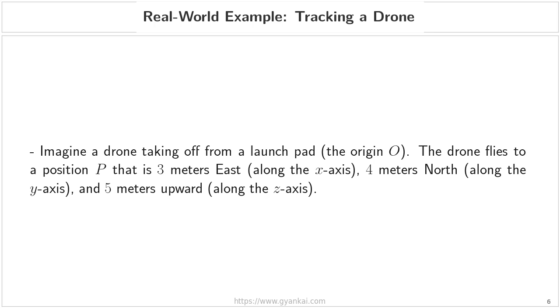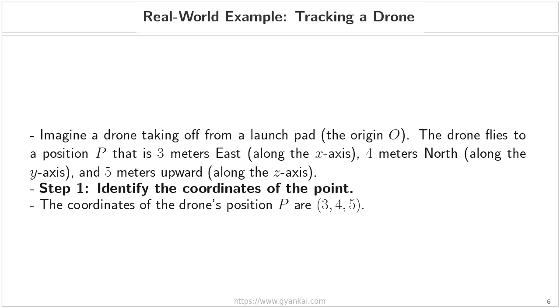To get there, it travels 3 meters east, which corresponds to our x-axis, 4 meters north along our y-axis, and finally, it climbs 5 meters upward along our z-axis. To represent this movement mathematically, let's follow a 3-step process. Step 1. First, we need to identify the coordinates of the point. Based on the distances we just mentioned, the coordinates of the drone's position, point P, are simply (3, 4, 5).